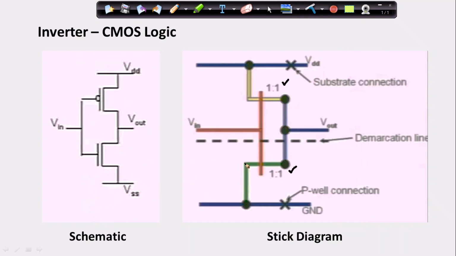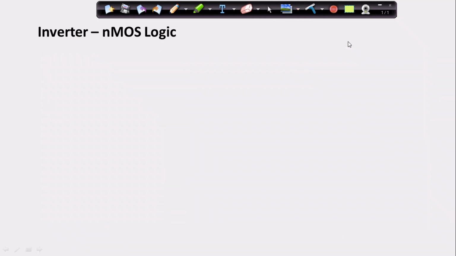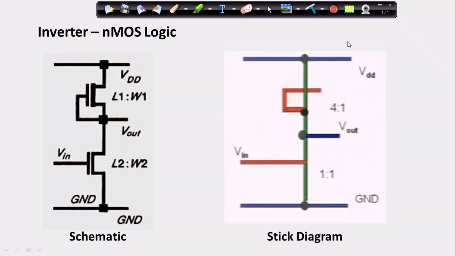Okay, so now let us move on to the next, that is our NMOS logic. For NMOS logic, what we will be doing is replacing our PMOS logic which was present in the pull-up region. That pull-up region will be replaced with a depletion mode NMOS transistor. So in this particular pull-up region, we were having a PMOS, and that has been replaced with my depletion mode NMOS.